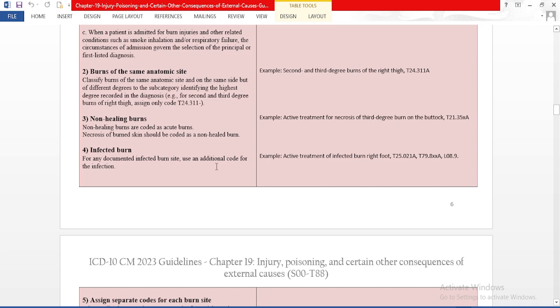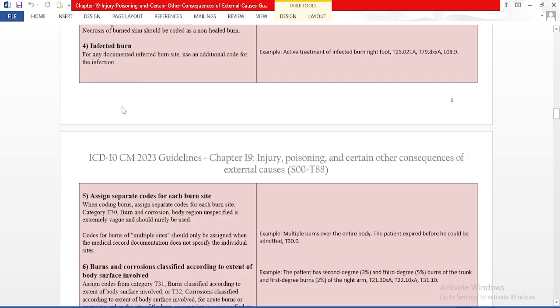So non-healing burns. Non-healing burns are coded as acute burns. Necrosis of burned skin should be coded as a non-healed burn. So we have an example here. Active treatment for necrosis of third degree burn on the buttock: T21.35XA.